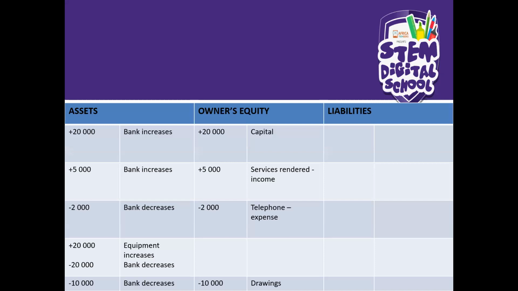If you pay something, then your bank is going to decrease. Bank is an asset. So with assets, it's going to be minus 2,000 Rand because your bank is decreasing. And then you need to know telephone is an expense. Expense is falling under owner's equity. What you do with assets, you're going to do with owner's equity. So there was a minus with assets, then there's going to be a minus with owner's equity. So owner's equity minus 2,000 Rand. Why? Because the telephone account is an expense.